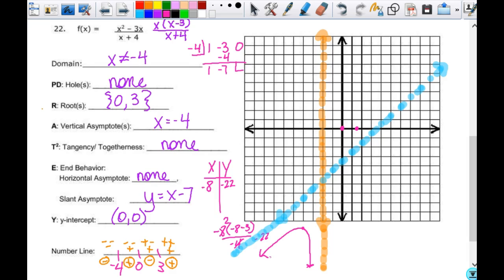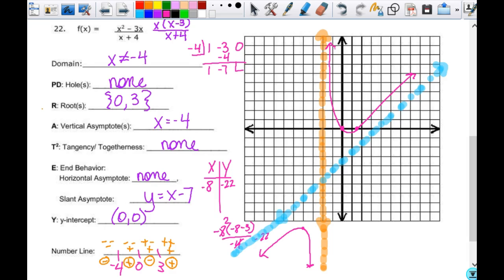And so again, from negative infinity to negative 4, it's negative. From negative 4 to 0, it is positive. I know I have to start up here anyway because I don't have any togetherness. So I'm coming up here, and it's positive. Between 0 and 3, it's negative. So I know it dips down right here. And then from 3 to infinity, it's positive. So it's going to come up something like that.